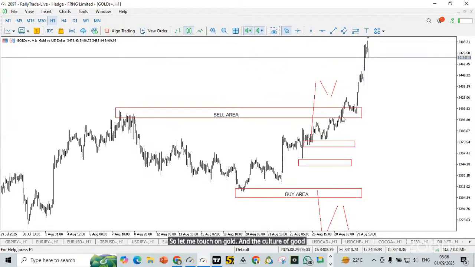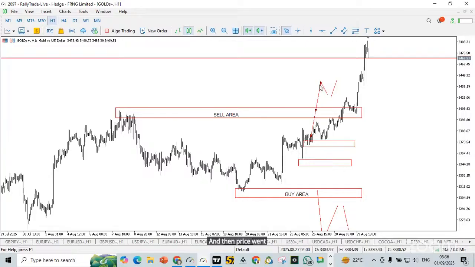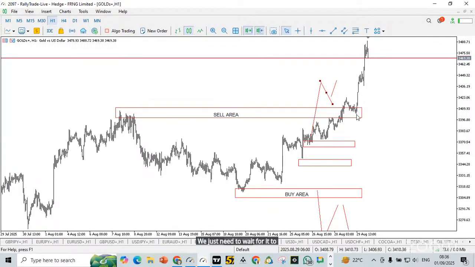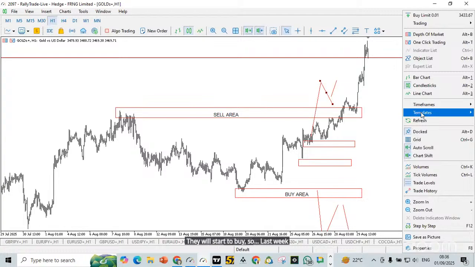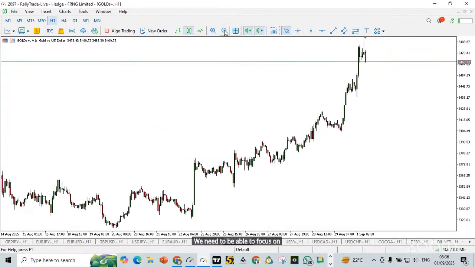All right. So these are some of the workings and plans of last week. As of last week, this was the resistance where we said we're going to sell from. And then price went above that resistance. Because it went above the resistance, we just need to wait for it to come back and retest that area, and then we start to buy. So last week's analysis, we go with it and focus on what we can see currently.